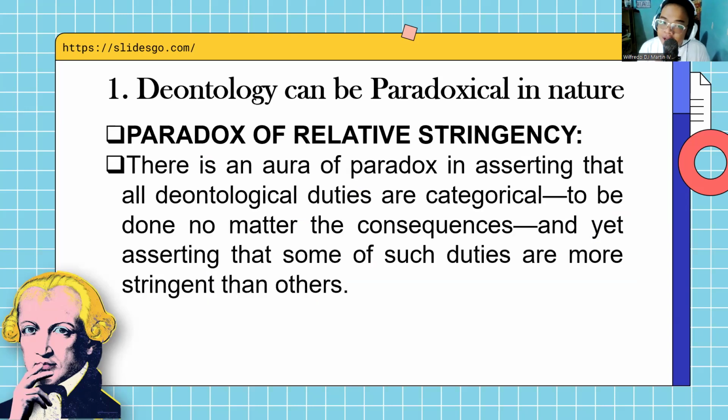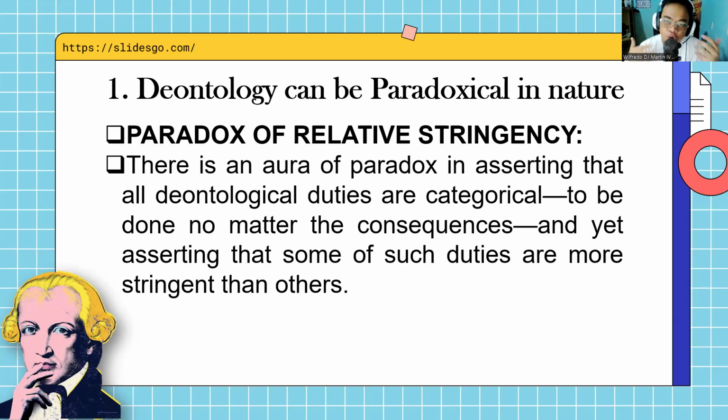Doon, yung tinatawag nila ngayon na paradox of relative stringency. Because there is an aura of paradox in asserting that all deontological duties are categorical to be done no matter the consequences, and yet asserting that some of such duties are more stringent than the others. Yun yung sinasabi natin.